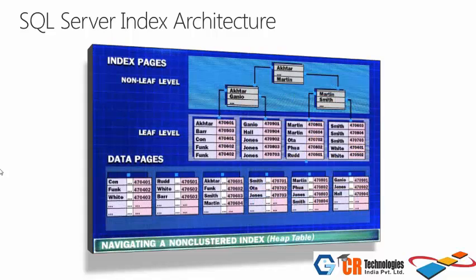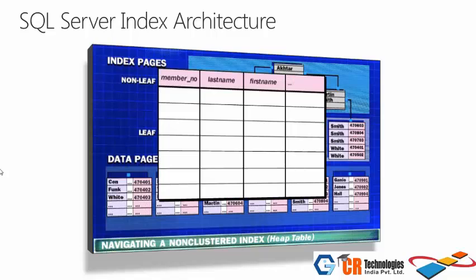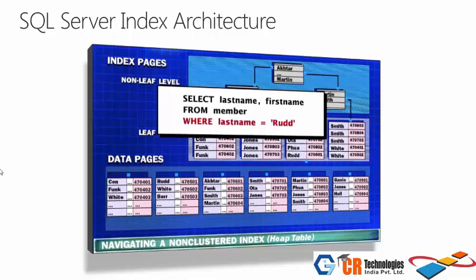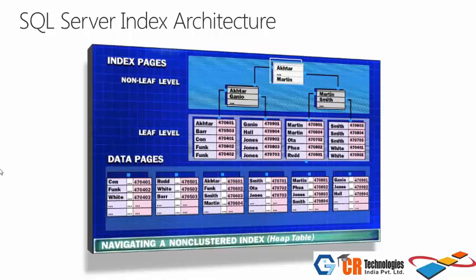Now let's take a closer look at how SQL Server navigates a non-clustered index on a heap. In this example, a non-clustered index has been created on the last name column. The query is searching for rows where last name is equal to RUD. SQL Server starts at the root level of the non-clustered index. It evaluates whether RUD is greater than or equal to the key value actar. The comparison is true, and SQL Server moves to the next key value.